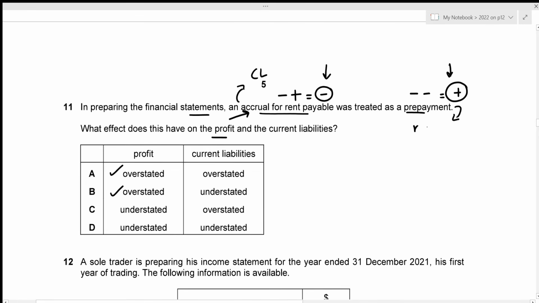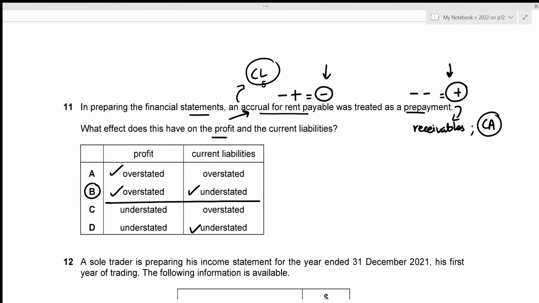So this now acts as the receivables. And we know that receivables are our current assets. So instead of including this in current liabilities, we included it in current assets, which means that our current liabilities is now understated, which is given in B and D. So the correct ones for both profit and current liabilities is given in option B. That will be our answer.